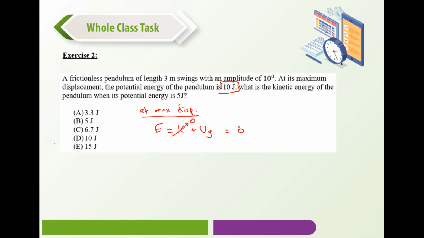And that would be 0 plus the 10 joules which is given, which means that the total energy of our system is 10 joules. So at any moment in time, our system would have a mechanical energy of 10 joules, and there will be an internal conversion from kinetic to gravitational potential energy. So what is the kinetic energy of the pendulum when its potential energy is 5? The sum should always be equal to 10. So if one of them is 5, the other would be 5, and the correct answer is B.